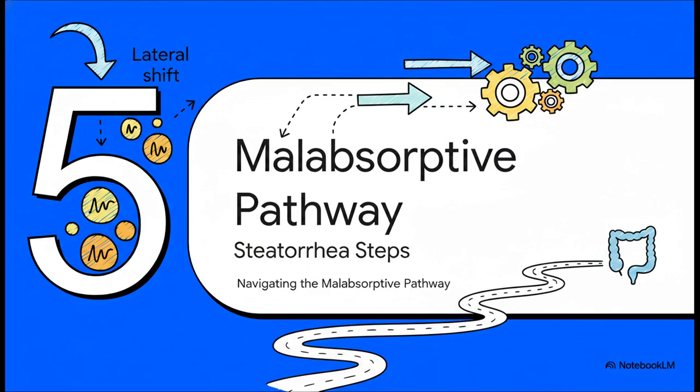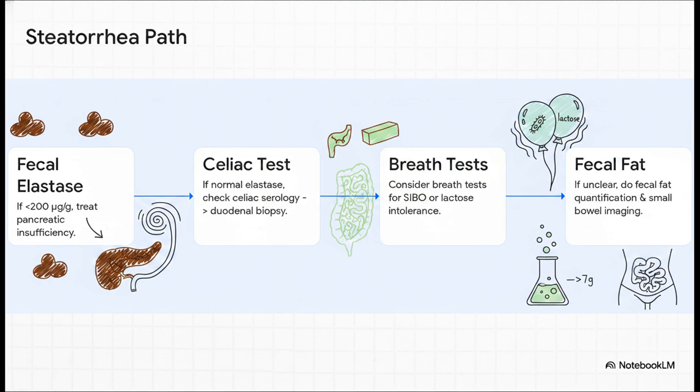Okay, let's shift laterally. What if the primary feature isn't watery stool, but fatty stool? That brings us to Section 5, Navigating the Malabsorptive Pathway. When a patient presents with steatorrhea, or fatty stools, we follow a completely distinct investigative track. First up, check fecal elastase 1. If it's less than 200 micrograms per gram, you've likely found pancreatic insufficiency and can just treat it right then and there with pancreatic enzyme replacement.